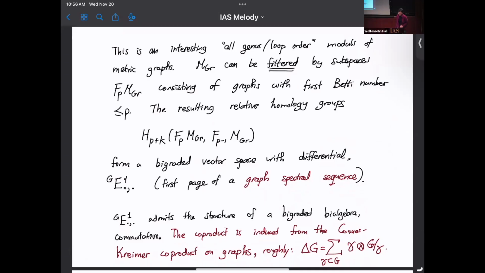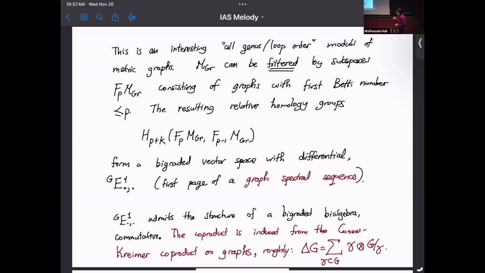For me, this is an interesting all genus, all loop order at once, moduli space of metric graphs. It can be filtered, moreover: if you're interested in filtering by first Betti number, you can do so. So you have a filtered space now, and famously to some people, you have a naturally associated spectral sequence. Without using those words, I can certainly just talk about the totality of the homology groups of the pairs. So this is F_P MGR, graphs with Betti number at most P, relative to graphs with first Betti number at most P minus 1. These again form a bigraded vector space formally, and in fact, they're the first page of a spectral sequence associated to this filtered space, and we call this a graph spectral sequence.